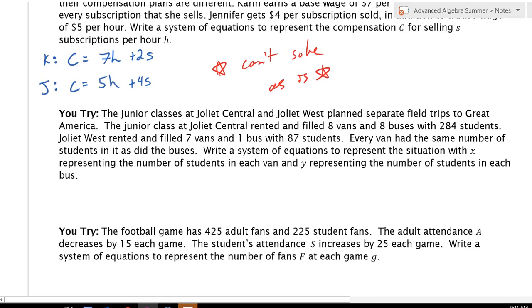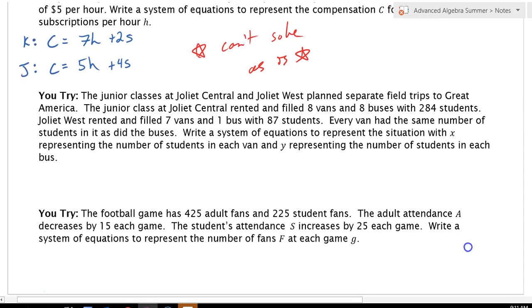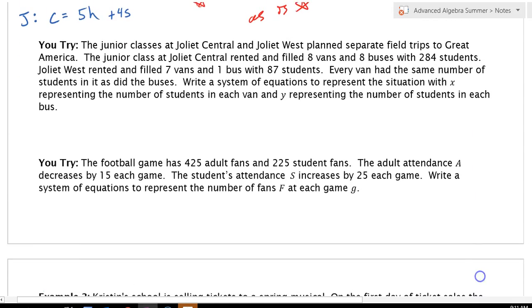This one right here, we're going to leave up to optional practice. So if you want to try this one here about field trips to Great America, feel free to do so now and then come up and check with me, and I'd be happy to tell you if you're right. Otherwise, you may move on with the video. Same thing here with this one.